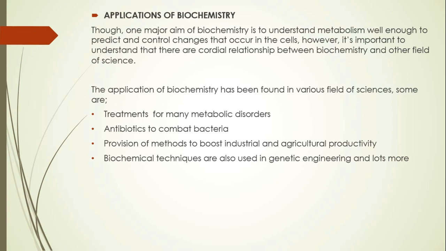When we talk about metabolic disorder, we are talking about disorder that occurs due to inappropriate catabolism or anabolism in the cell. Metabolism involves both anabolism and catabolism. So when the metabolic activities that are supposed to occur in the body are not occurring in the appropriate way they should occur, it causes what we call metabolic disorder. In biochemistry, we take metabolism, anabolism and catabolism as very important biochemical processes in the body system. So the treatment of metabolic disorders is one of the applications of biochemistry.